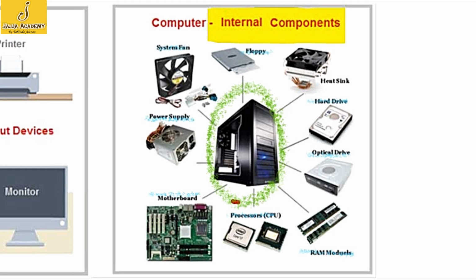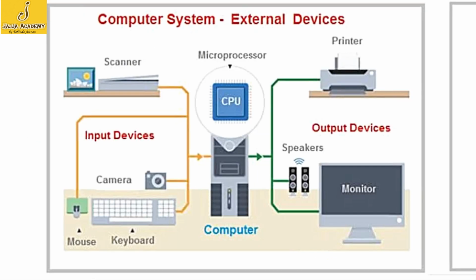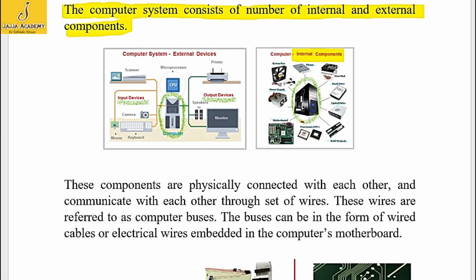All these are internal parts of the computer, and the external parts of the computer are the parts which are located outside the system unit, such as input devices and output devices. All these internal and external components are physically connected with each other and they communicate with each other. Now the question is how they are connected with each other and how do they communicate with each other?